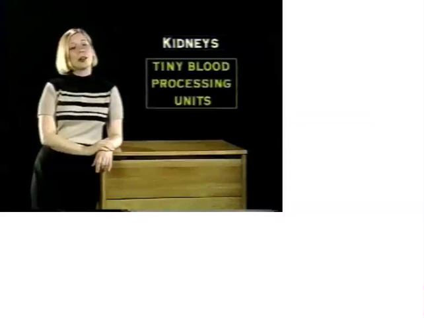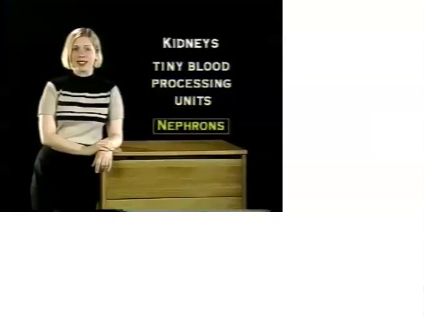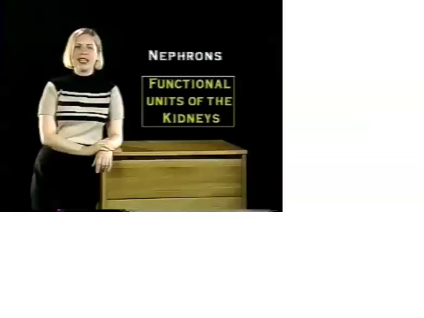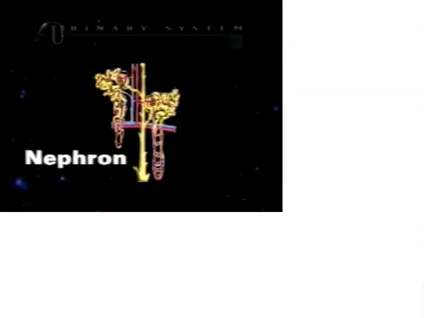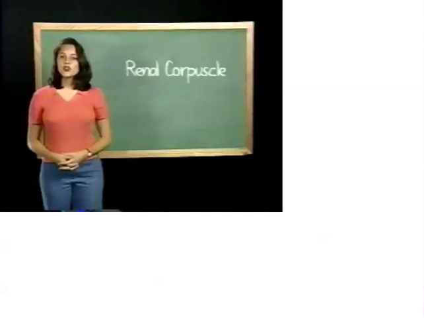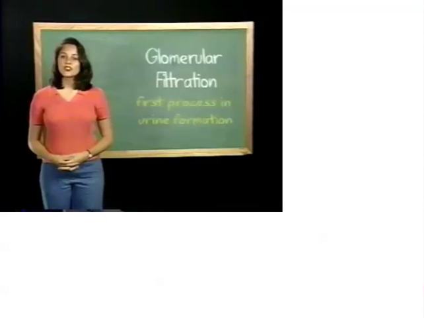The main structures that make up the kidneys are tiny blood processing units called nephrons. They are the functional units of the kidneys, the workhorses, you might say. These little nephrons carry out the processes that form urine. And who could ask for a more fulfilling job? There are over 1 million nephrons in each kidney. Each nephron is made up of a renal corpuscle and a renal tubule. The renal corpuscle is responsible for glomerular filtration. Glomerular filtration is the first process in urine formation.